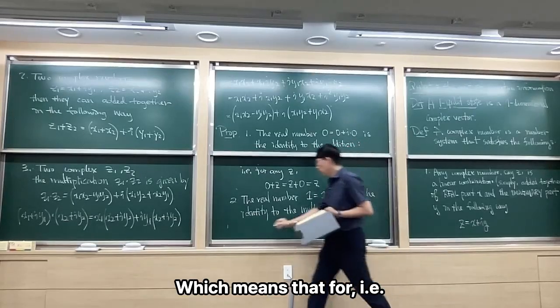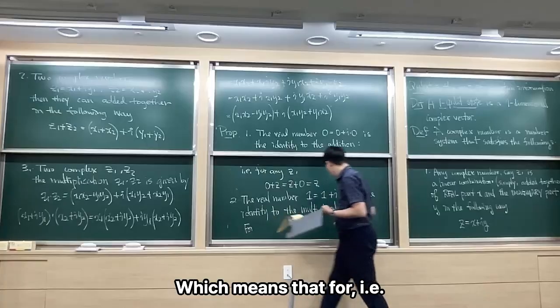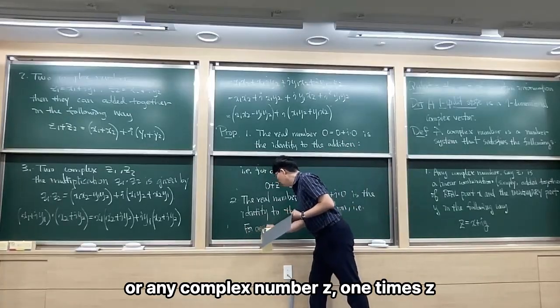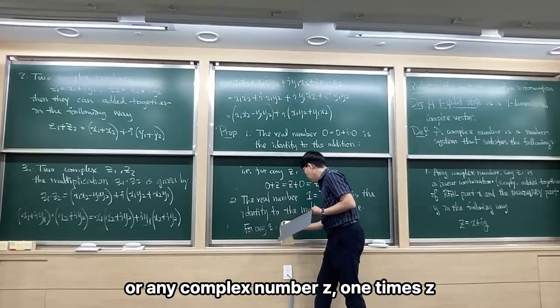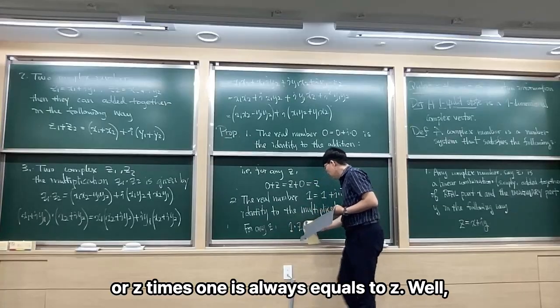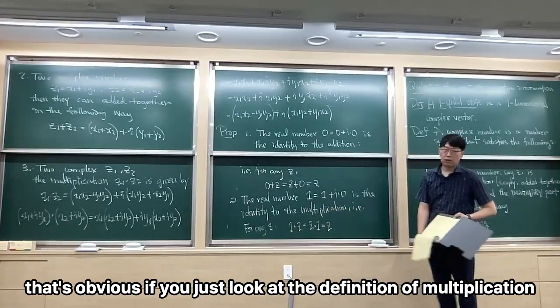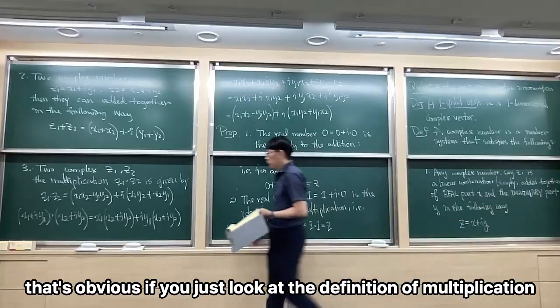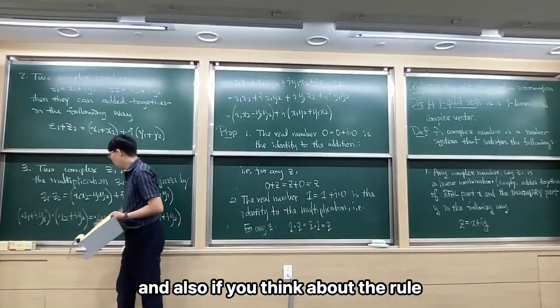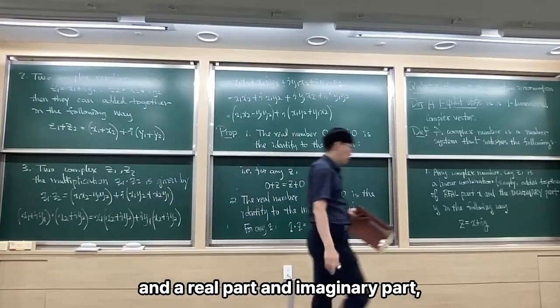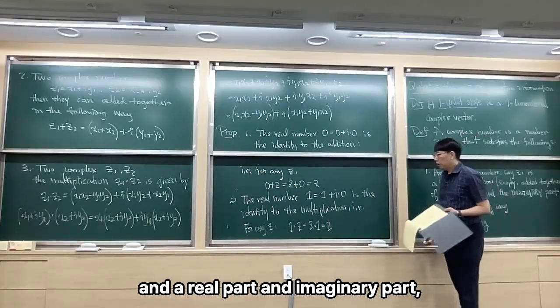Which means that for any complex number z, 1 times z or z times 1 is always equal to z. Well, that's obvious if you just look at the definition of multiplication, and also if you think about the rule of distributing the real part and imaginary part, that's obvious.